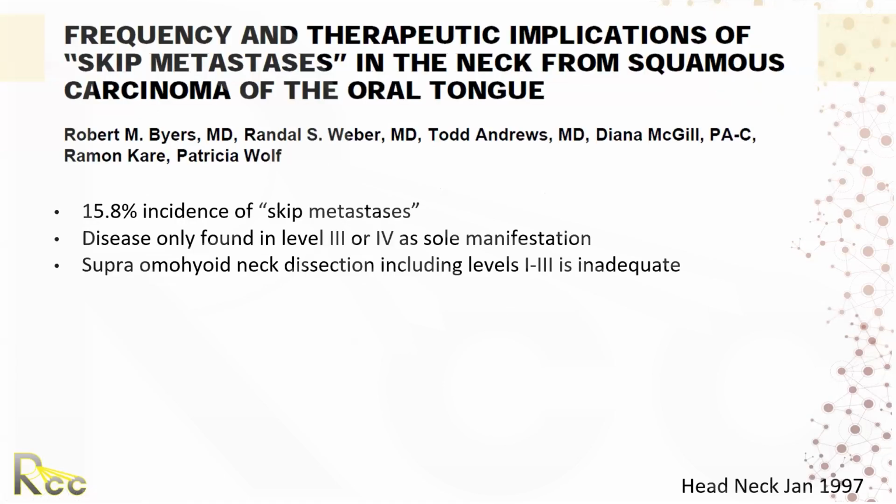Now, why is 4A important? This is an old paper from 1997, not University of Florida, MD Anderson, and what they reported on is the incidence of skip metastases in oral tongue cancer. They found a 16% incidence of skip metastases, where disease can be found only in level 3 and level 4, skipping level 2 and 1B in oral tongue. And that's why a supraomohyoid neck dissection, which is only of levels 1 to 3, is considered inadequate, and level 4 needs to be dissected as well.